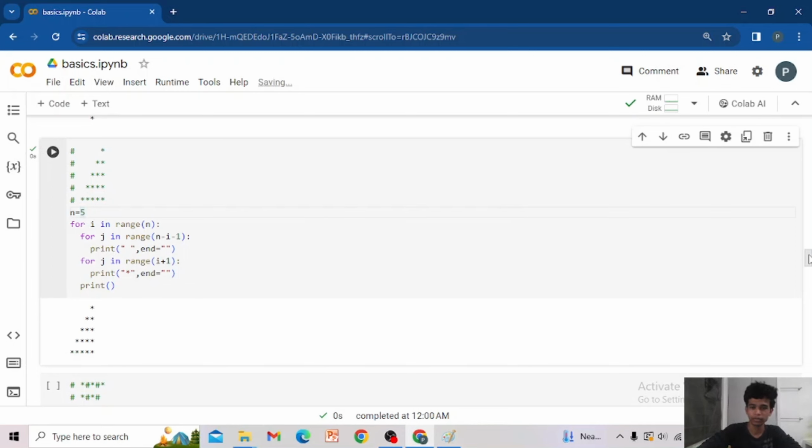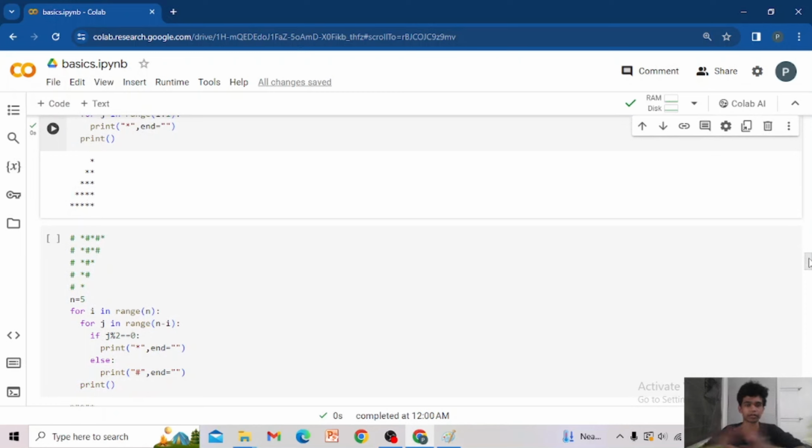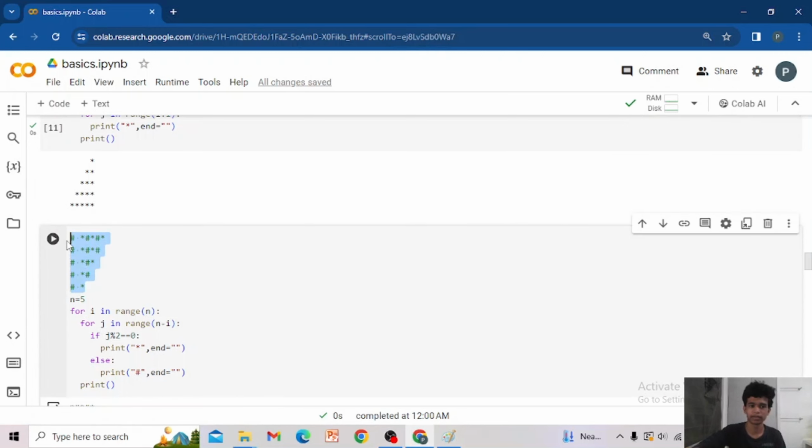So that's all about the basic triangle printing, and in further videos we can see triangles like this. These triangles are conditional triangles. We want to give some condition to produce these triangles. Let's see in the next videos.